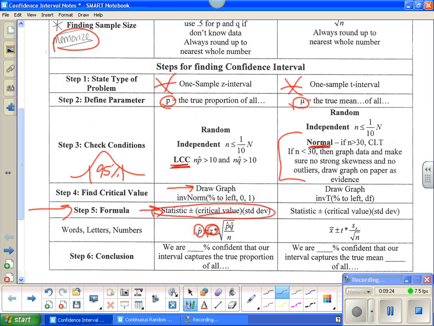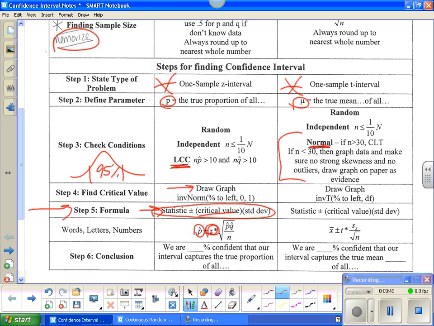So that goes there. You've got your P hat and your Q hat from the problem, and you have your sample size. Remember, you type the -1 in first because that gives you your smaller number. Then you go back and change the minus to a plus, and you get your bigger number. Then you say we are 95% confident that our interval from here to here captures the true proportion of all people who are going to the baseball game.